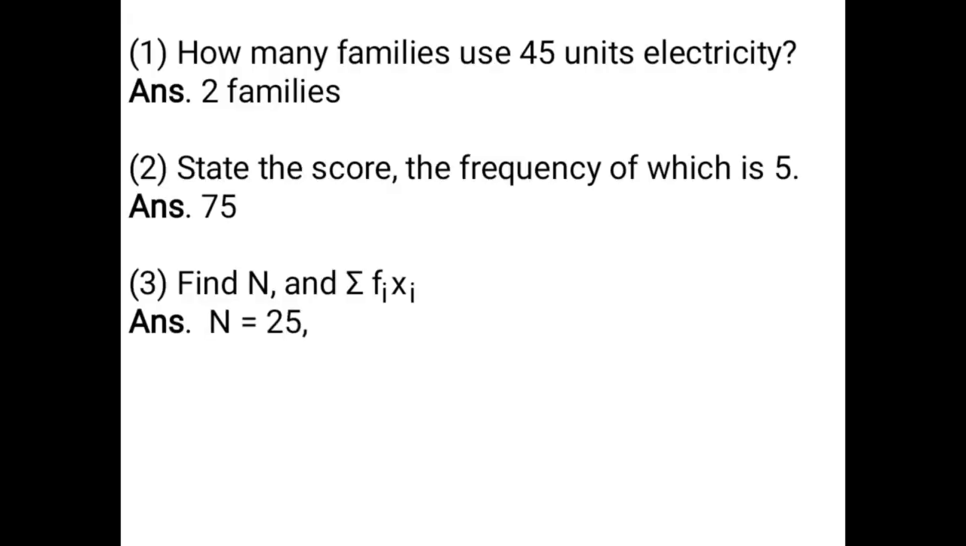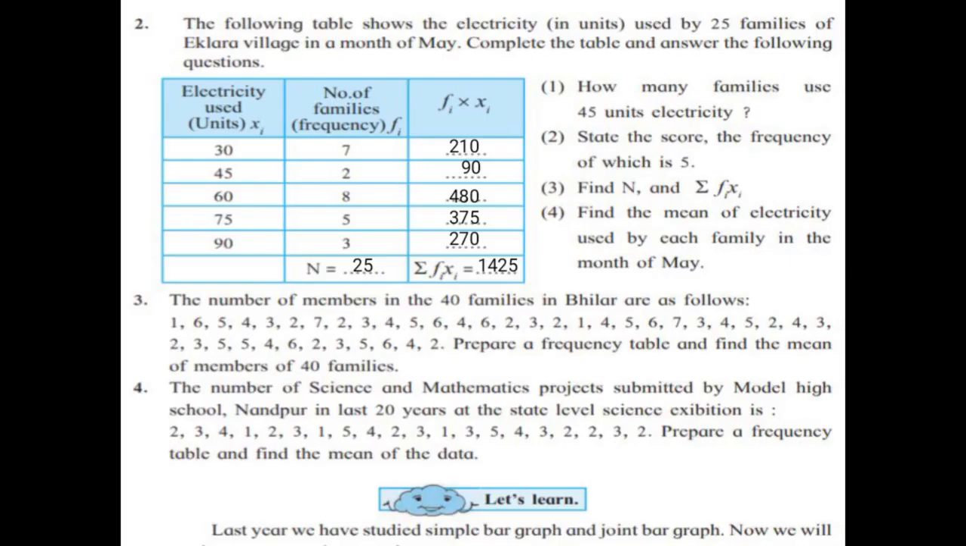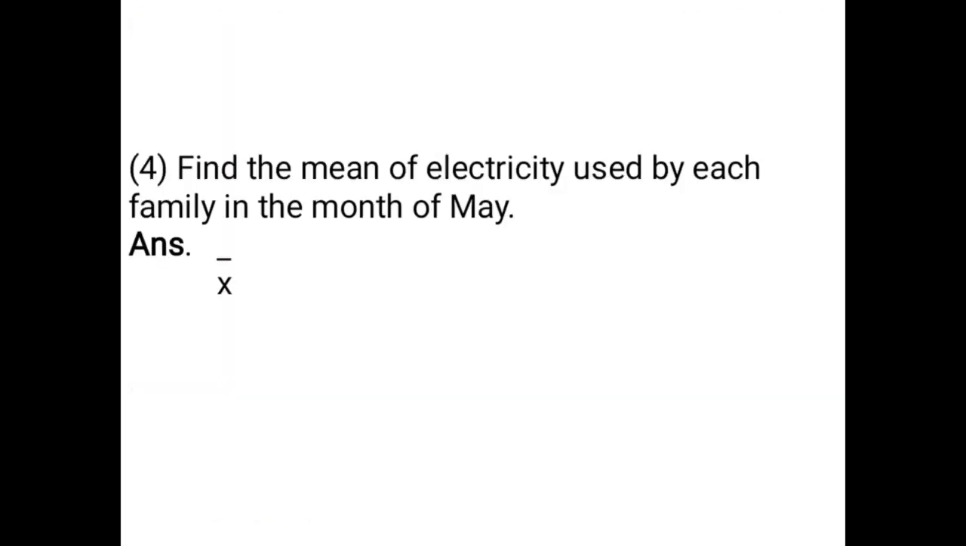Number is 25. Sigma Fi xi is 1425. Next, find the mean of electricity used by each family in the month of May. You have to use the formula of average or mean. The formula of average or mean is sigma Fi xi upon total number of frequency. That is sigma Fi xi number is 1425 upon total number of frequency number is 25. You have to divide 1425 by 25.